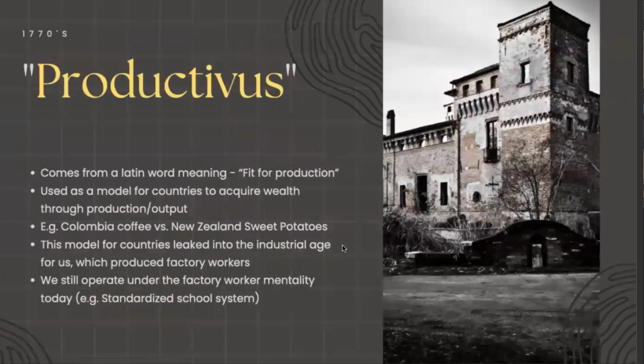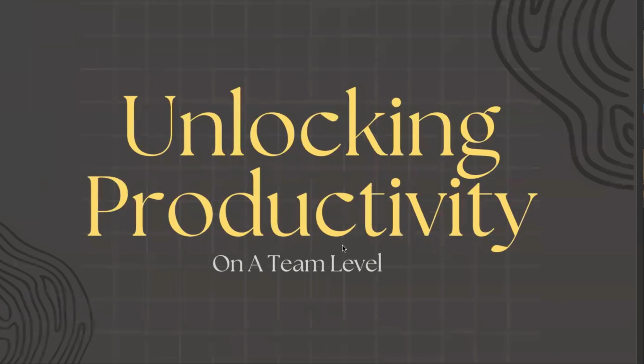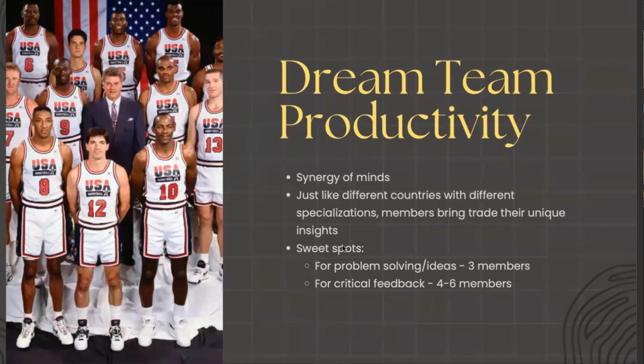Let me go back about here, where if you use countries who can acquire wealth better, like Colombian coffee and New Zealand sweet potatoes, if you merge them together and you do trade, then each one wins more. So when it comes to team productivity, it's a synergy of minds, right? Because we're not doing a synergy of bodies. It's not like basketball where we're trying to synergize in that way. We're trying to synergize in a mental way, right?